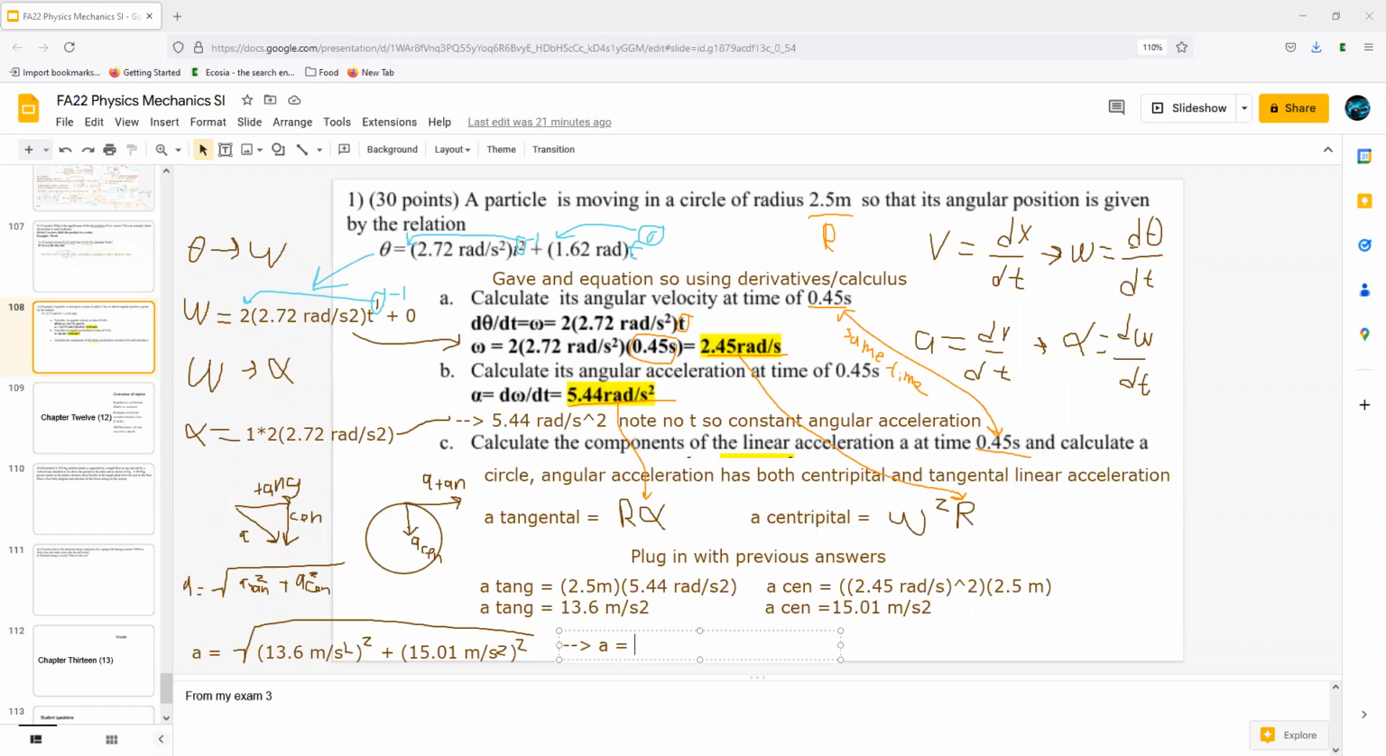let me plug it in, sorry. 20.25-ish. So I guess it's 20.3 meters per second squared. Cool, and then that's your answers. I hope that helped, and I think that's it for today. Good luck, you guys.